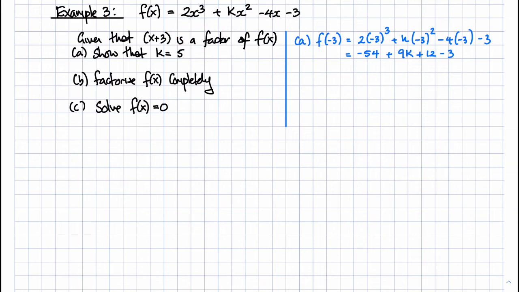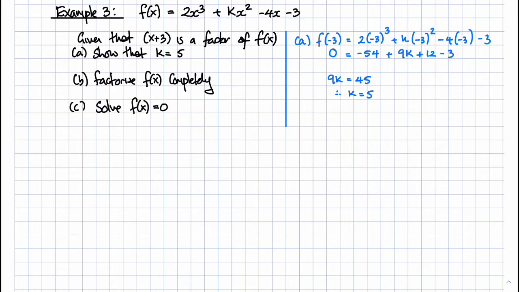And what does it mean if x plus 3 is a factor? Well, it means x plus 3 will divide into this polynomial completely. And if something divides into another polynomial completely, it means there must be 0 remainder. So this will be equal to 0. Well, that's a nice equation for us to solve. And it was a show question, and this is sufficient proof to show that k must be equal to 5.